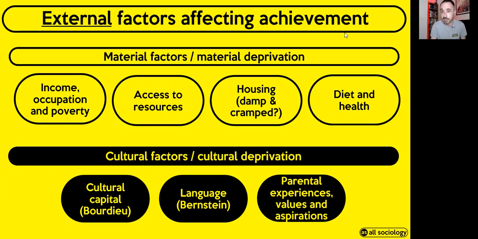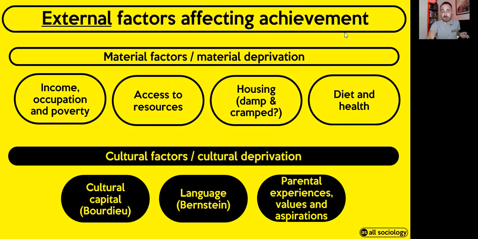And the argument from people like Young would be that working class families just don't have those experiences and therefore don't have those aspirations to channel their sons and daughters through. So there we've got some external factors that relate to material things. So anything that happens outside of school, material things you can touch and to do with money, and cultural are basically ideas and experiences and values that we have, okay? So those are a whole bunch of things that might affect someone's educational achievement at school.